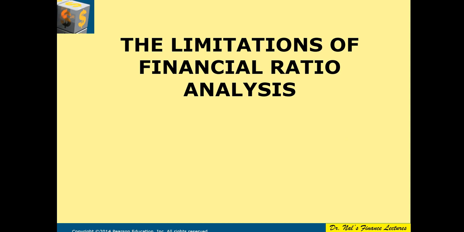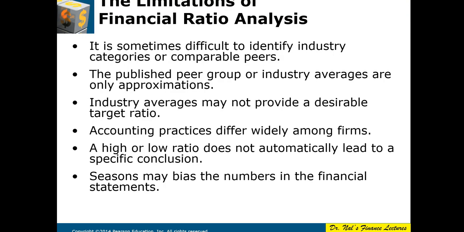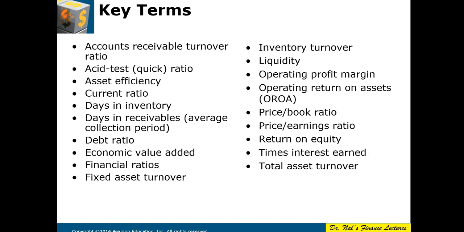Obviously, like any other good method, financial ratio analysis also has its limitations, and you can read through these limitations here as well. It's sometimes difficult to identify industry categories and compare with peer companies. The published peer group or industry averages are only approximations, and ultimately everything is based on financial statements reported by the firm, and each firm has different accounting practices, so there might be some issues there as well. There might be seasonal effects and bias in the financial statements, and sometimes even fraud is involved. That was why the Sarbanes-Oxley Act was passed in 2002, as you remember from our previous presentation. So these are some of the key terms that we went through in this presentation.